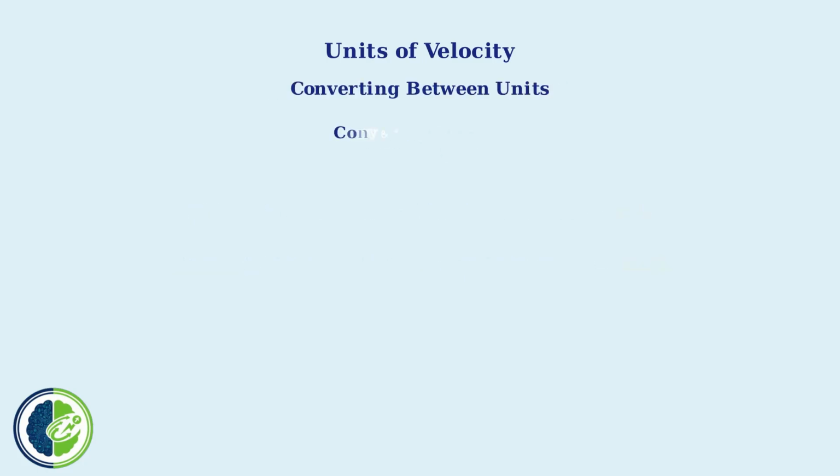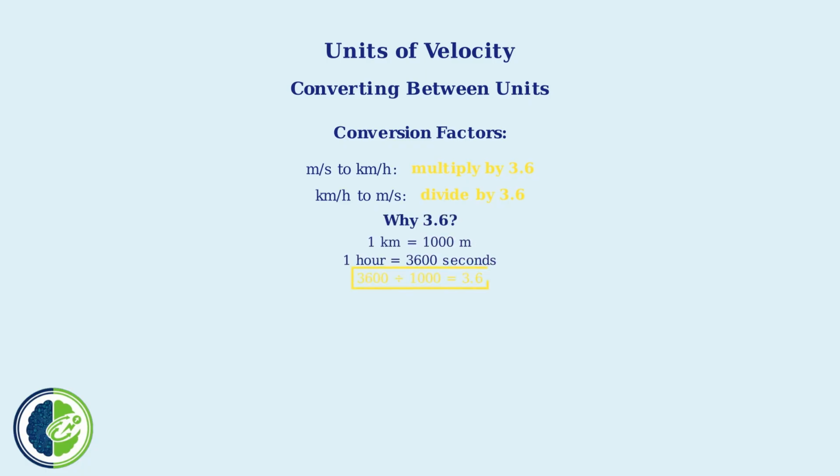To convert between these units, we use conversion factors. To convert from meters per second to kilometers per hour, multiply by 3.6. To convert from kilometers per hour to meters per second, divide by 3.6. The factor 3.6 comes from the relationship between the units. 1 kilometer equals 1,000 meters, and 1 hour equals 3,600 seconds. When we divide 3,600 by 1,000, we get 3.6.